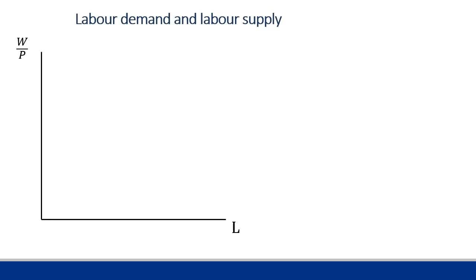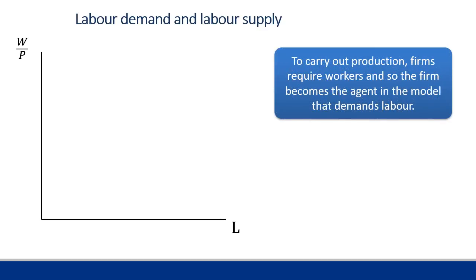So to begin our analysis, we can start in a two-dimensional space between the real wage, W over P, and the amount of labour in the economy, L. To carry out production, firms need workers. And so our first agent is the firm that demands workers. That represents the labour demand schedule in the economy. Notice that it's downward sloping, so that at higher wages, there's less demand for labour from firms.